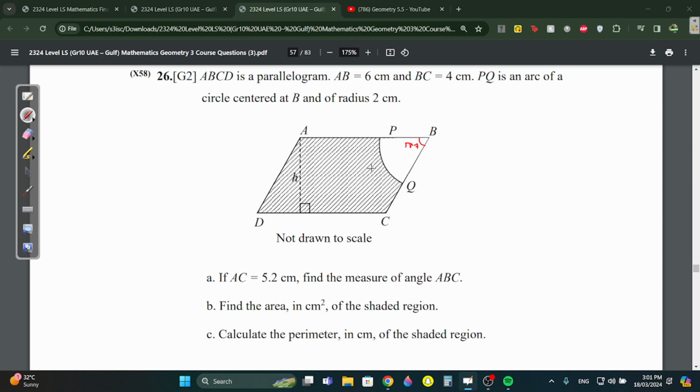Find the area of the shaded region. The shaded region would be the area of the whole parallelogram. So in this case, the shaded equals the whole parallelogram, I'm just going to write it like this, minus this sector, right? This is actually the sector of a circle. So the shaded equals the whole parallelogram minus the sector. Can we find the whole parallelogram?